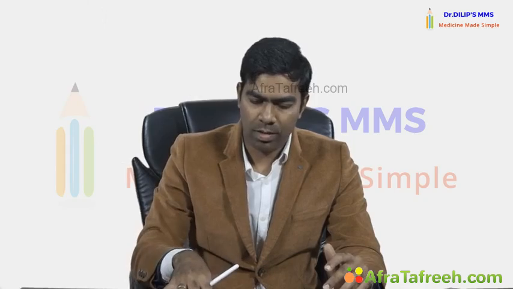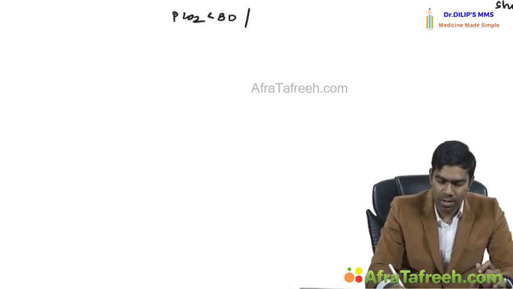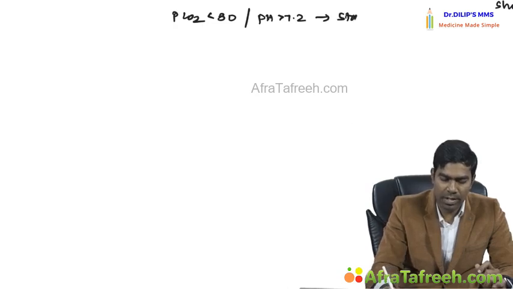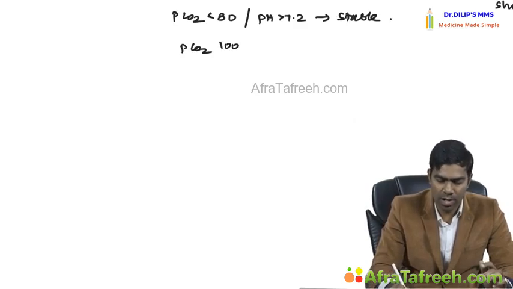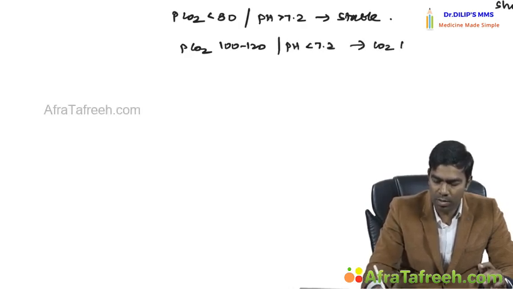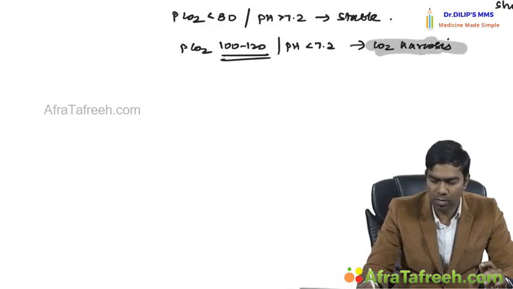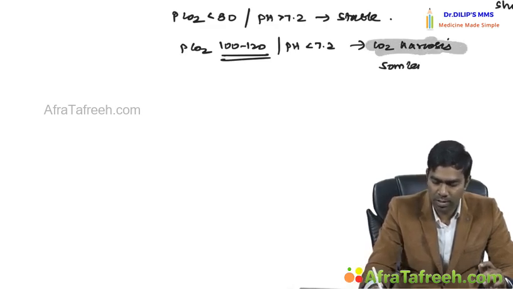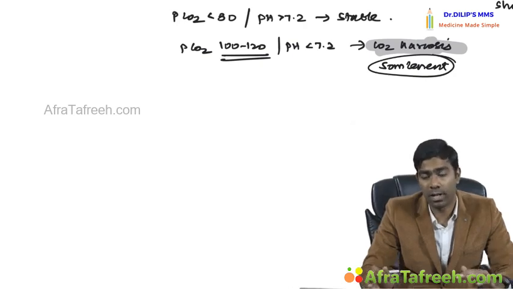What is the CO2 relationship with your mental state? Suppose PCO2 is less than 80, which means a pH of more than 7.2, the patient will be very stable, mentally not much problematic. If PCO2 levels keep on increasing to a level of 100 to 120, which means pH becomes less than 7.2, they'll go for CO2 narcosis. This is the typical time where they'll go for a complete somnolent state, and they'll have an altered mental status. They'll be sleeping full time, and the respiratory rate and drive will further fall.